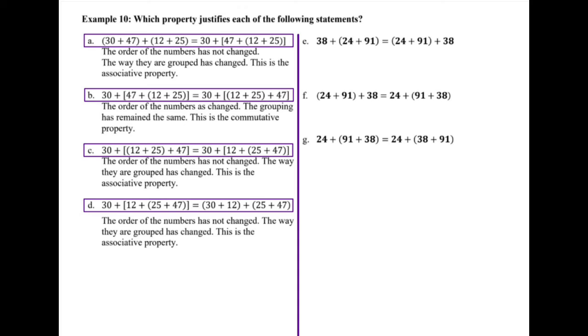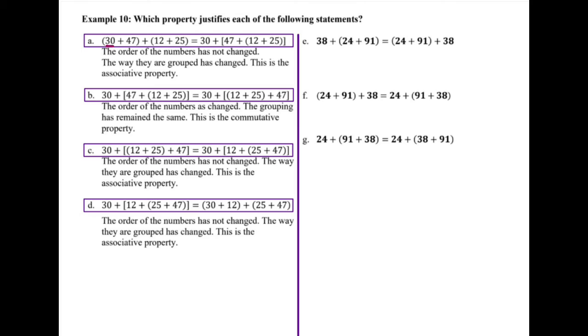Okay, so we start with 30 and 30, 47, 47, 12, 12, 25, 25. Order didn't change. So it's not a commutative property. It's not a 0 anywhere, so it's not the additive identity either. So it's probably going to be the associative property, but let's check. See if they have been grouped differently using the parentheses.